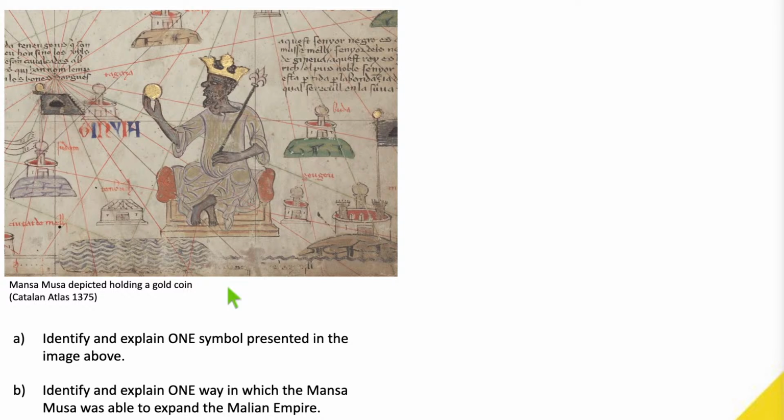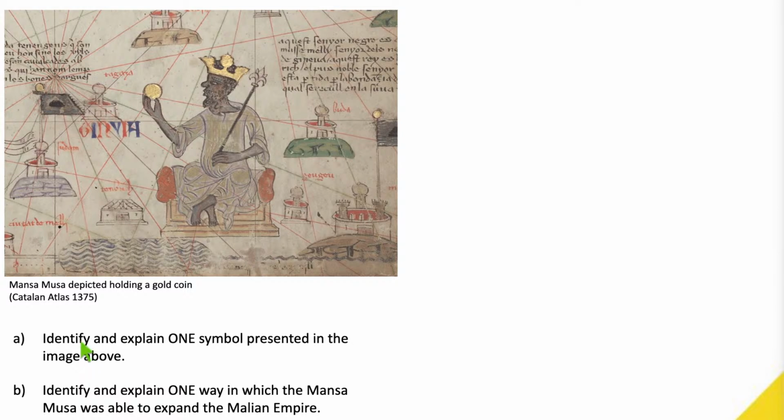You may not know about it, but wherever that picture was taken or wherever that painting was, it's pretty famous. And they give you a description out here. So this is Mansa Musa depicted holding a gold coin, and it is from the Catalan Atlas, 1375. And that's why all of this is not in Arabic or in Hausa, which is the language that's native to Mansa Musa.